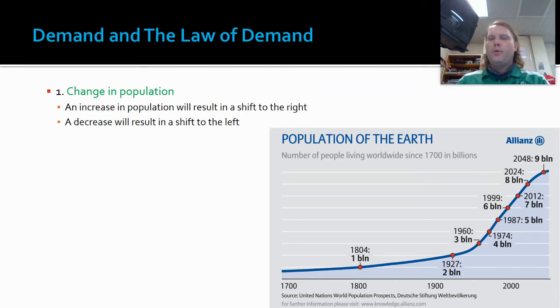Well, when we get more people, they are going to want to buy more stuff. And so we can shift our demand to the right. A change in population, an increase, is going to shift our demand to the right. A decrease in population is going to shift it to the left.